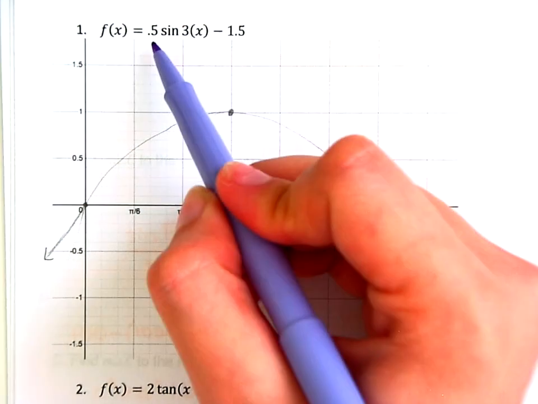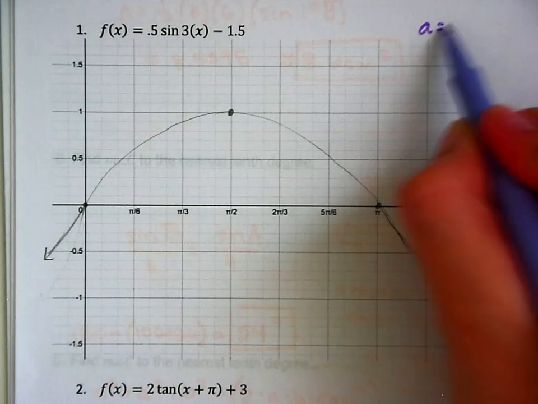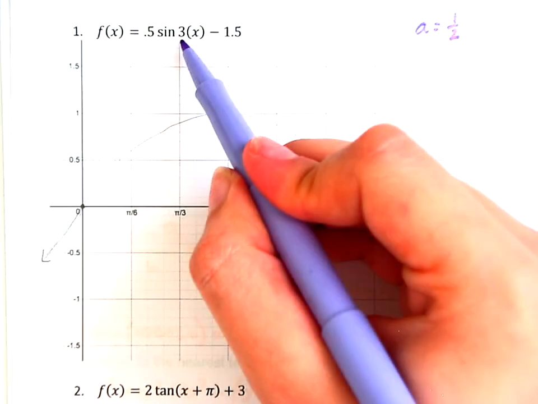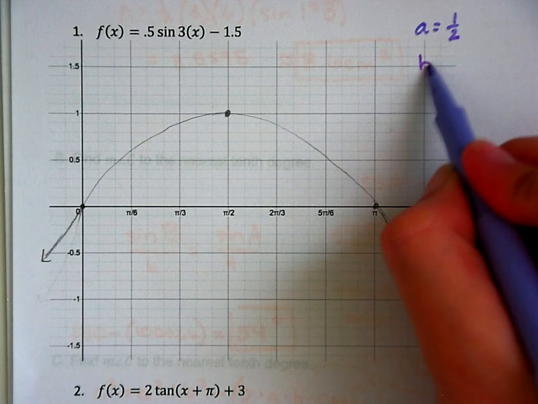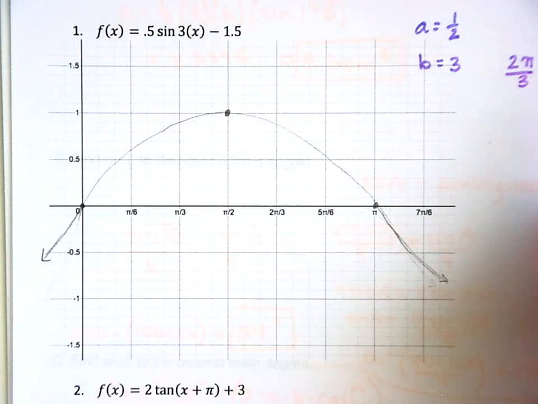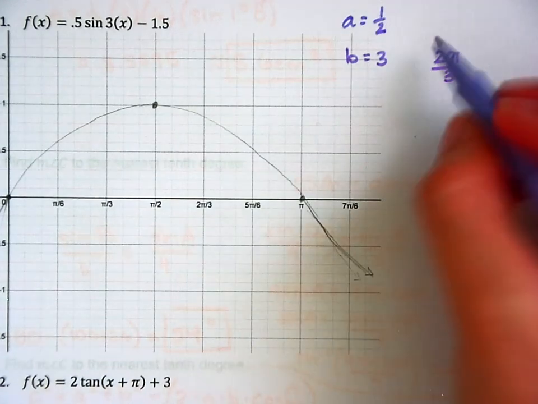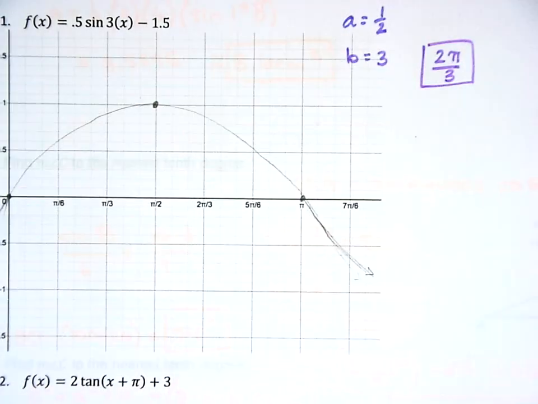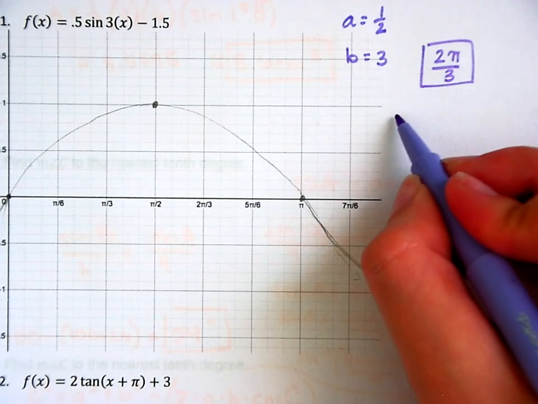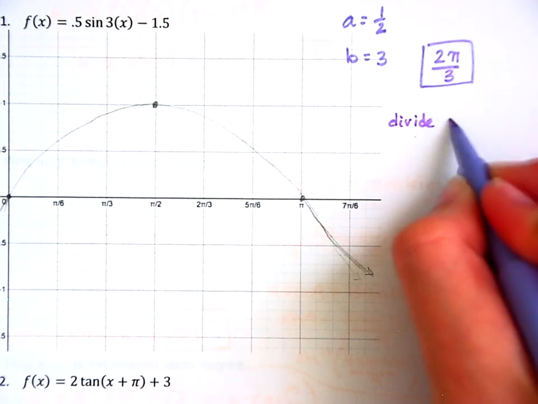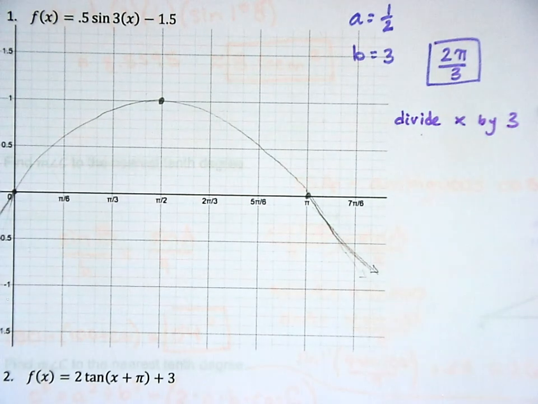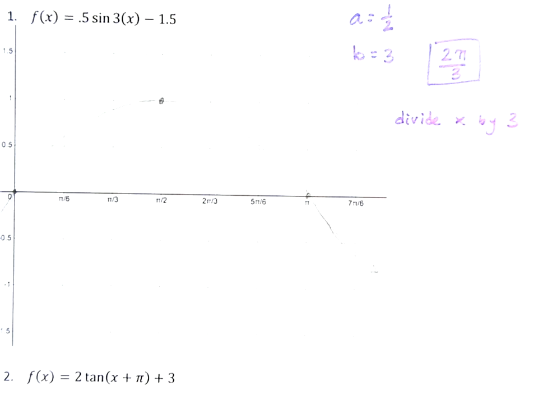I've got my a value, it's 1/2. So a equals 1/2, that's my new amplitude. I've got a b value of 3. So if I want to know my period, I'm going to do 2 pi divided by 3. So that's my new period. All this means for you guys for graphing is you're just dividing all the x values by 3. Okay, so this just means divide your x by 3. And then the last thing I see is a vertical shift down 1.5.